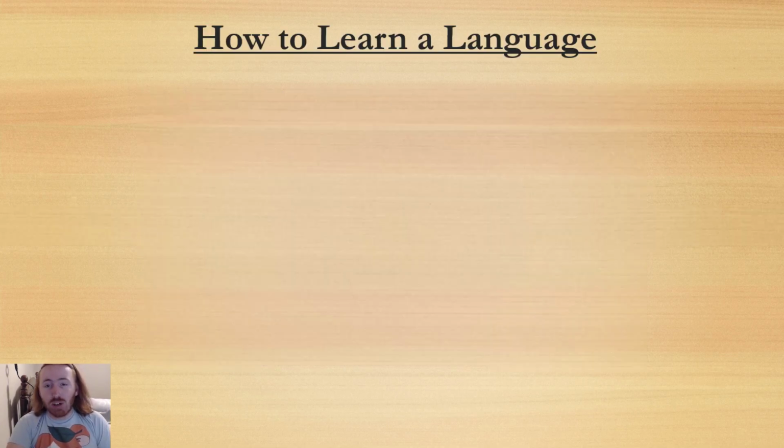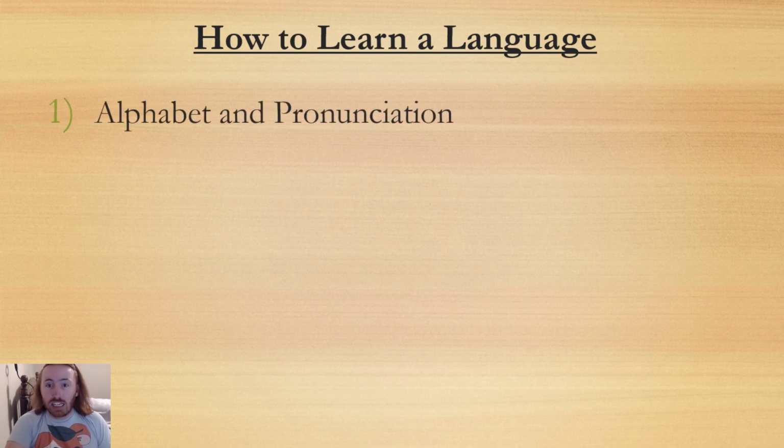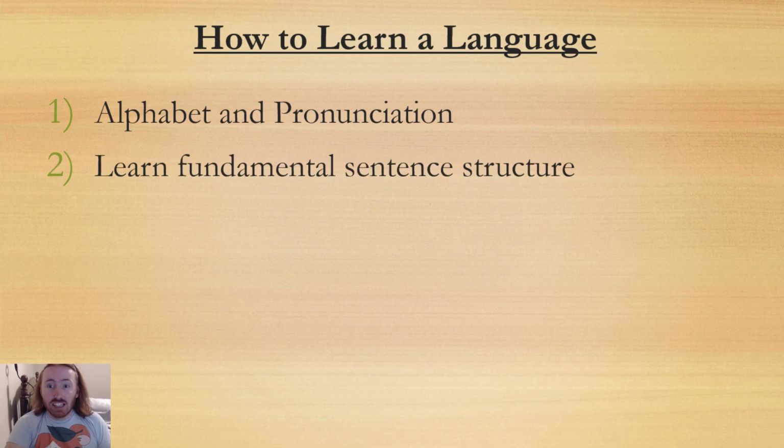The very first thing I wanted to go into with you guys is the fundamental concept of how do you learn any language, not just Japanese? And the first step that you have to take in any language is learning the alphabet and pronunciation. You guys have hopefully seen by this point, I already have a video about this for Japanese, about the kana system and proper pronunciation. The next thing that you need is to learn fundamental sentence structure.